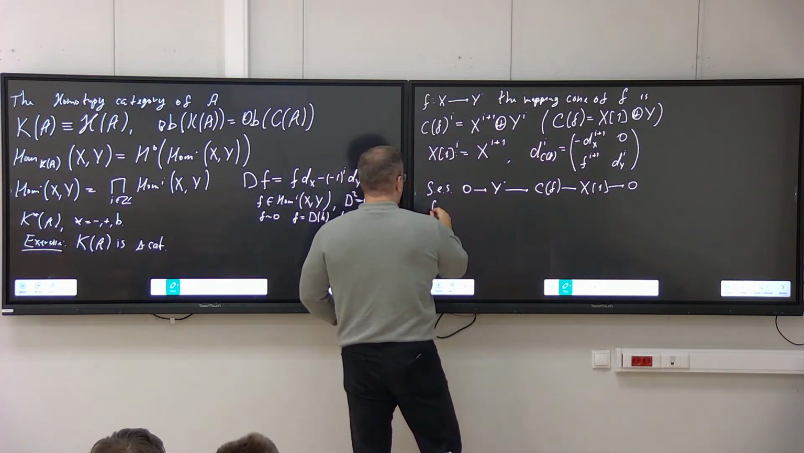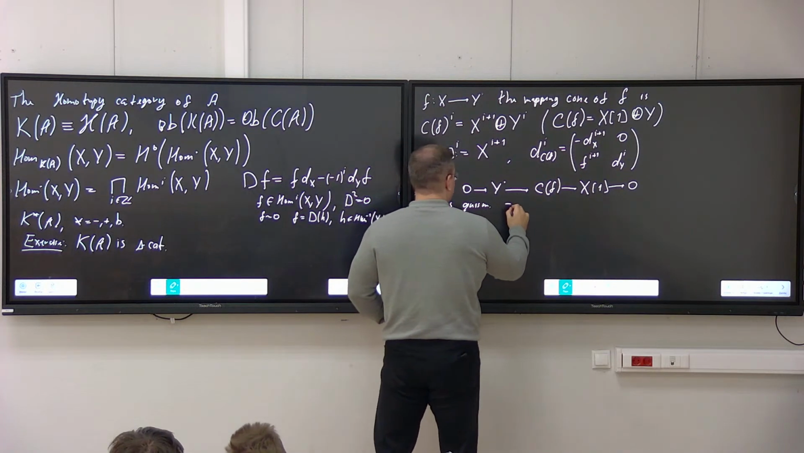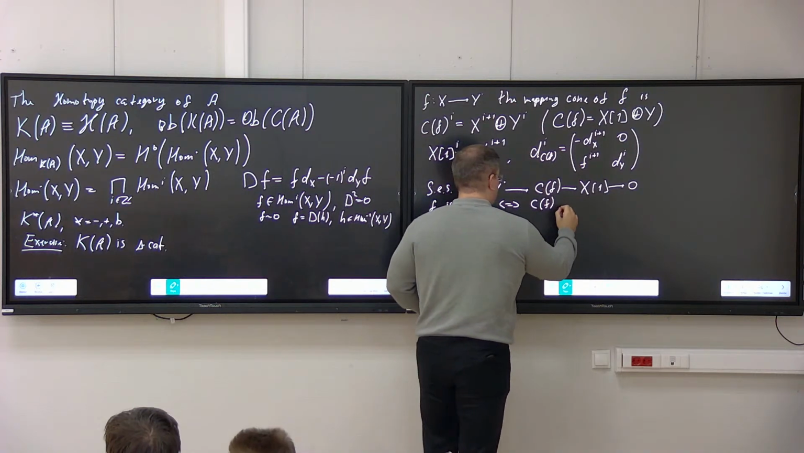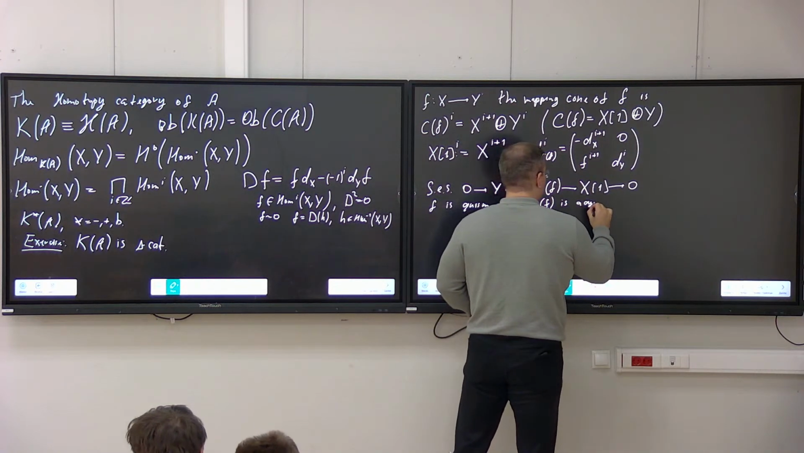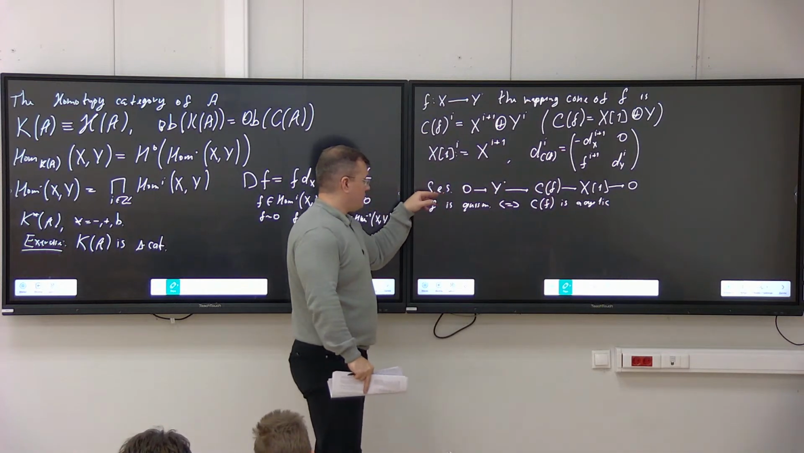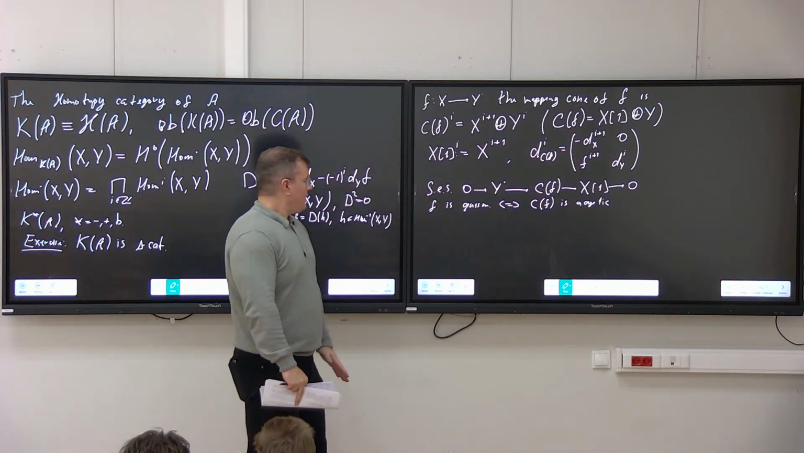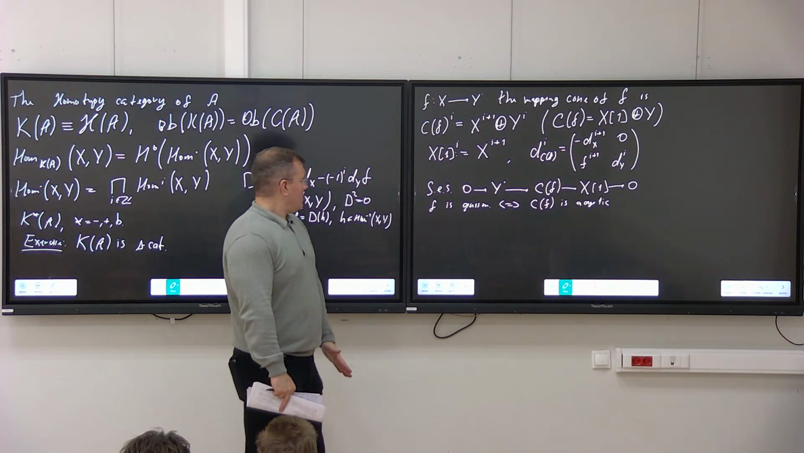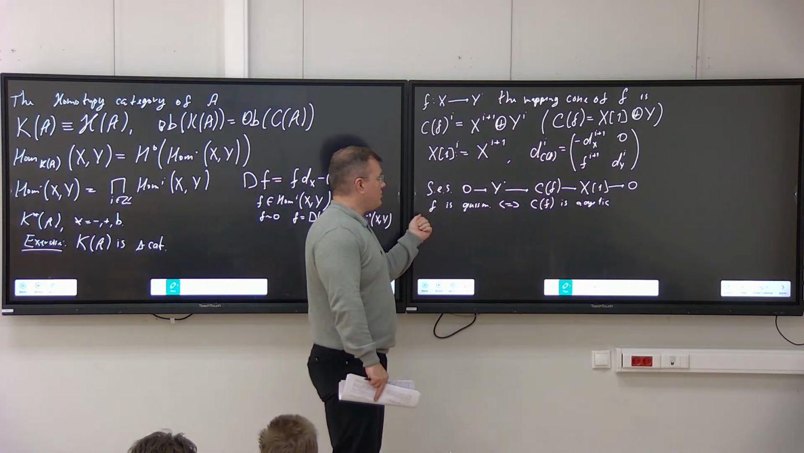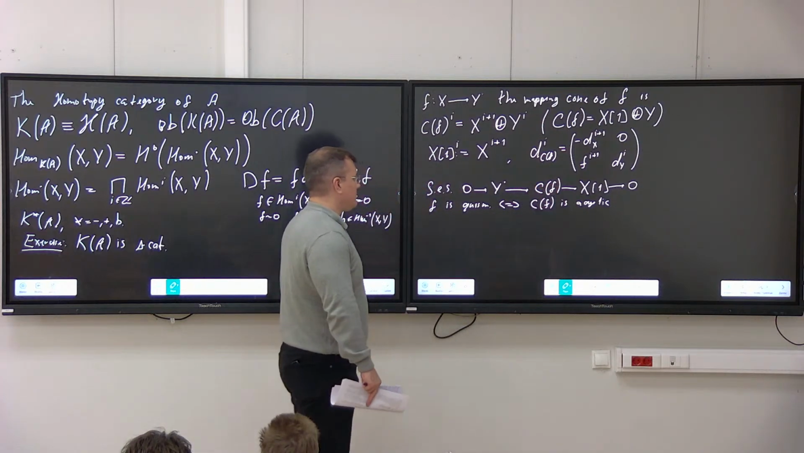So, for example, F is a quasi-isomorphism if and only if the cone is acyclic. Right? You just take this short exact sequence of complexes, look at the long exact sequence of the homology, and F will induce an isomorphism of homology if and only if the homology of this last term, the cone of F, is 0.